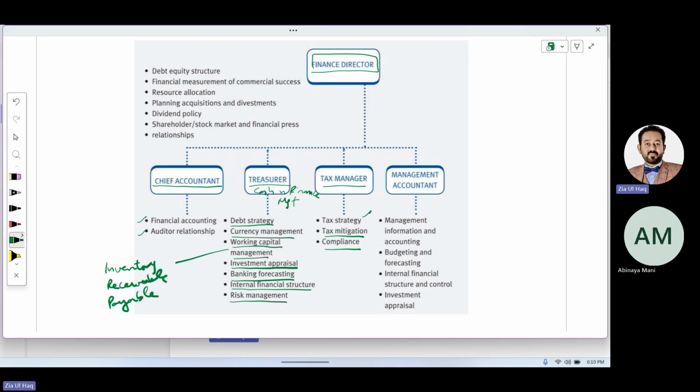There is another person called the management accountant, which relates to your management accounts paper. What is the purpose of management accounts? Preparing budgets and forecasts that will help management in decision making, like management information and accounting, budgeting and forecasting, internal financial structure and control, and investment appraisal, meaning if the company is going to start a new project, to analyze that investment, how the company can reach a break-even point or profit.